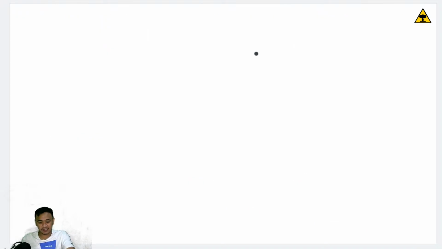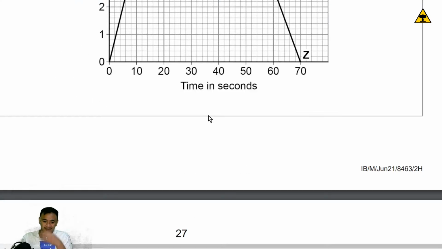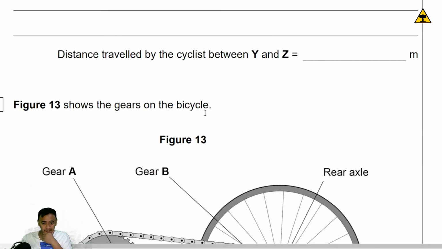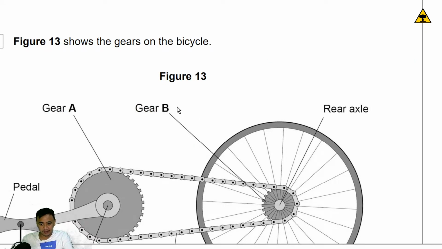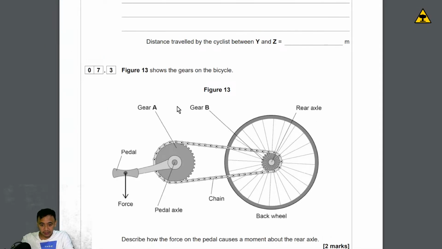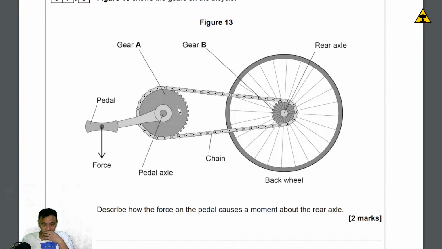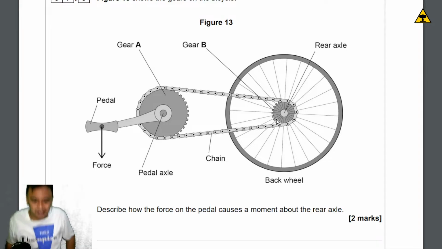Okay, we still have 3 slides left. Let's see if we can fit them in. So we have the gears of the bike here. Describe how the force on the pedal causes a moment about the rear axle. So how does this force provide a moment here? I actually don't know, sir. Okay, in this case, we'll discuss this.